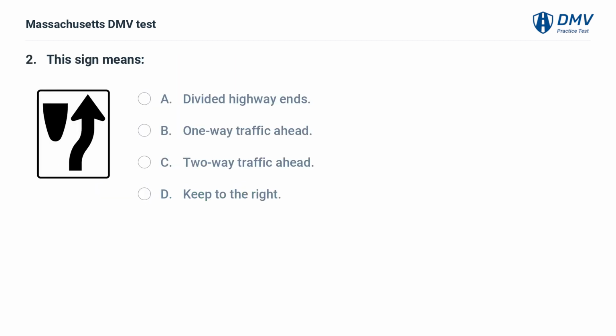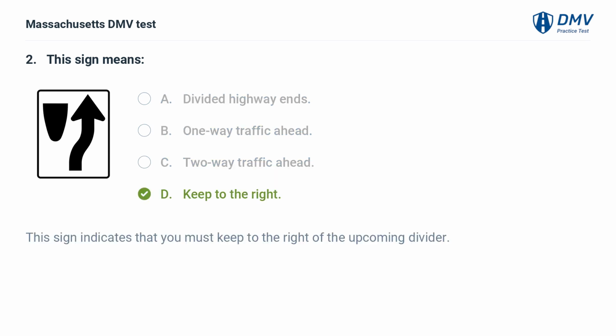This sign means A. Divided highway ends. B. One-way traffic ahead. C. Two-way traffic ahead. D. Keep to the right. This sign indicates that you must keep to the right of the upcoming divider.